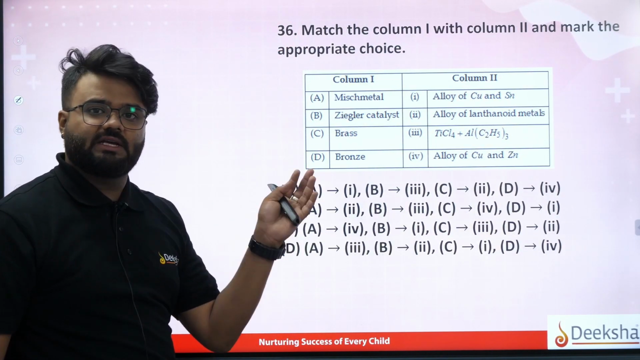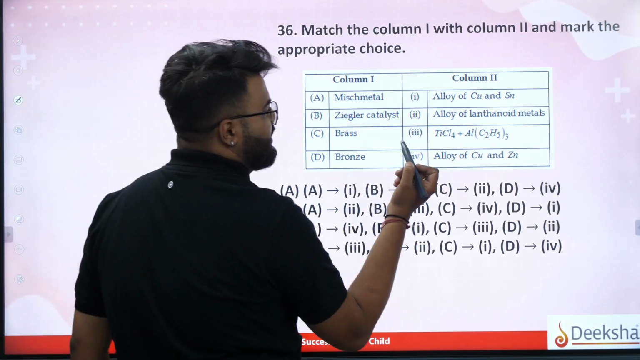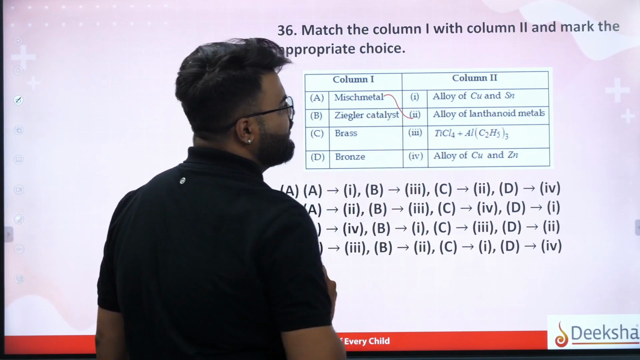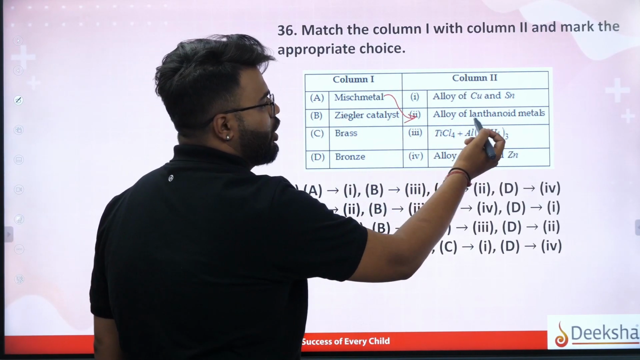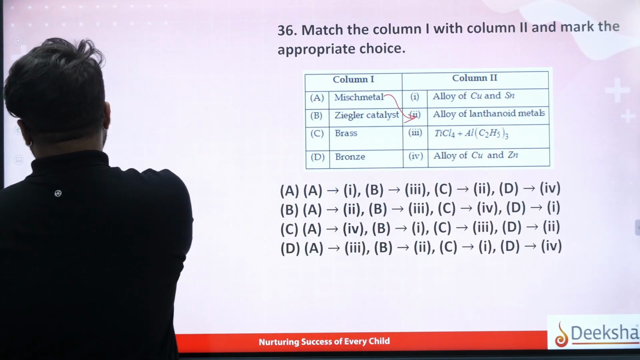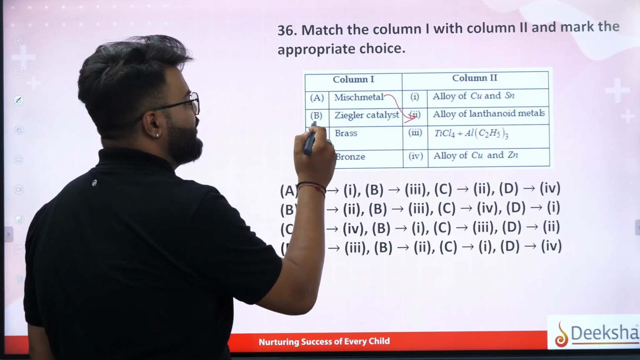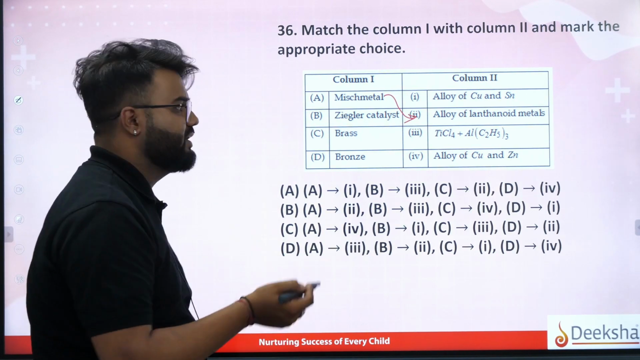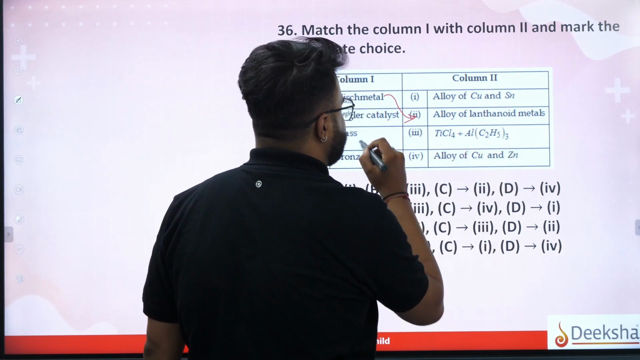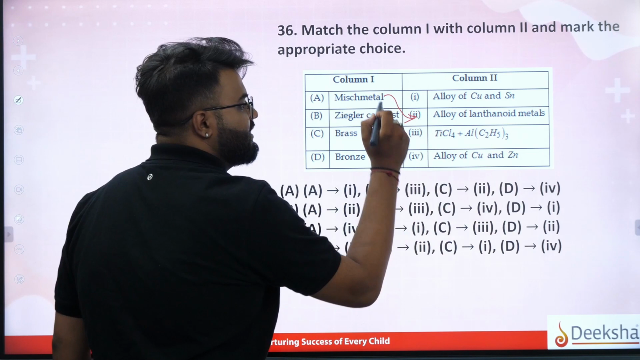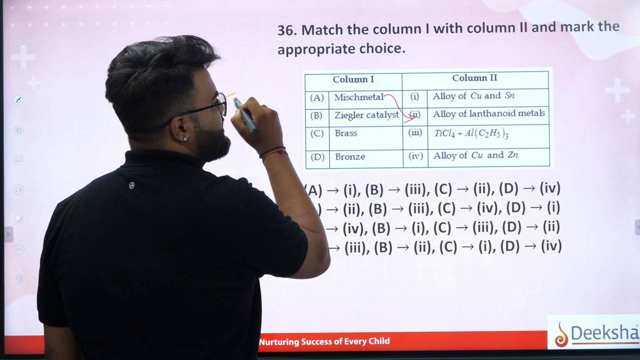Again, question number 36, again it is a match the following. Coming back to mish metal, mish metal is nothing but an alloy of lanthanoid metals. It is a direct statement. Now coming back to Ziegler catalyst, where do we use it? We use it in the formation of polythene. It is titanium tetrachloride with Al(C2H5)3. This is known as Ziegler-Natta catalyst. So option A is 2.